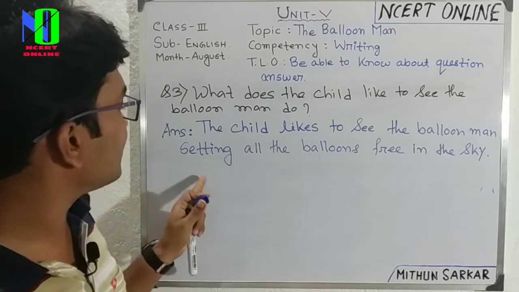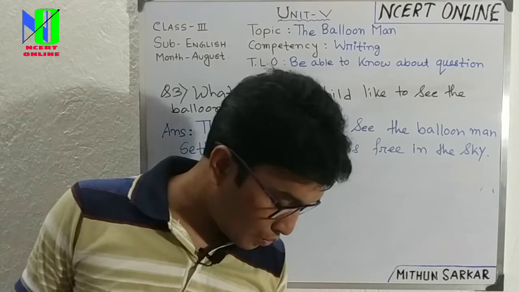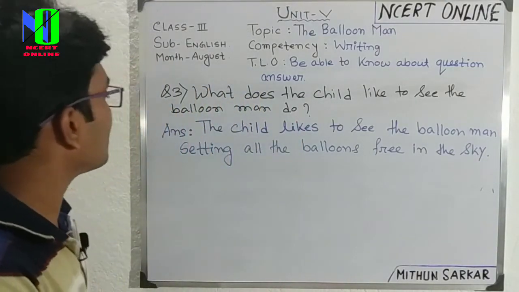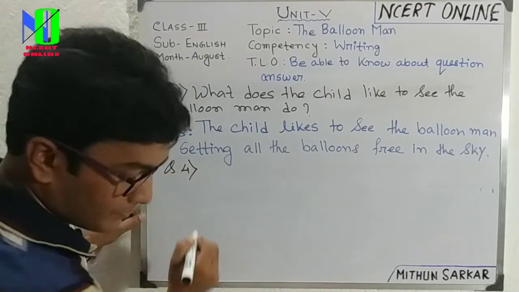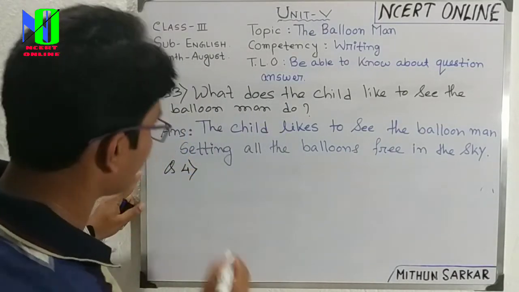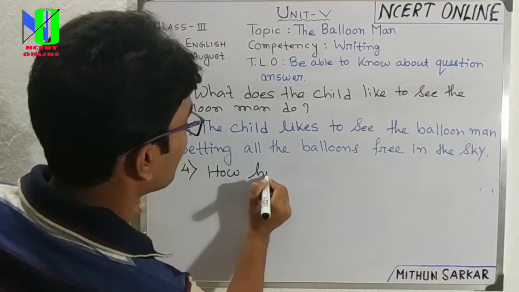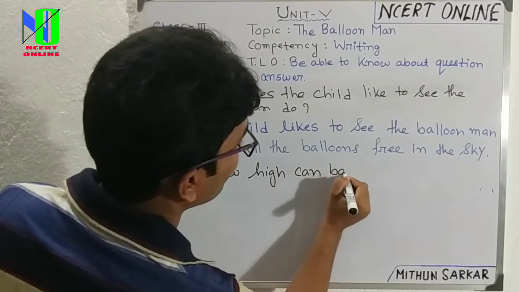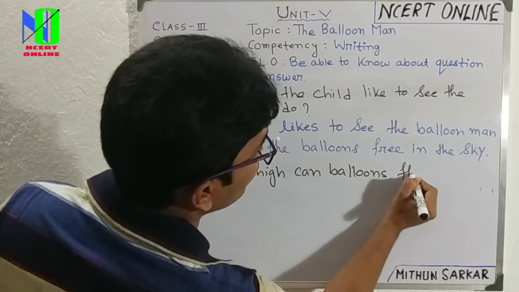In our book we have these 3 questions, but in the Talk Time part we have another 2 questions, so we need to write these 2 questions also. You note down with me. You can write as question number 4 this one. How high can balloons fly?